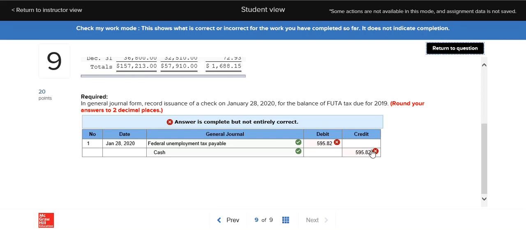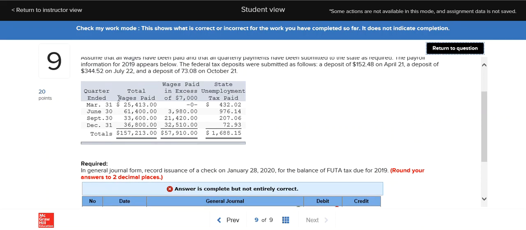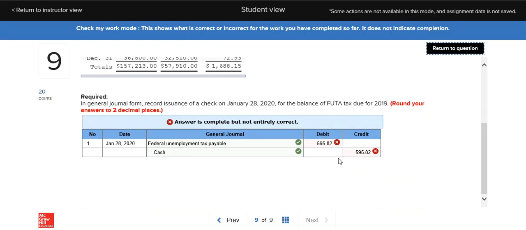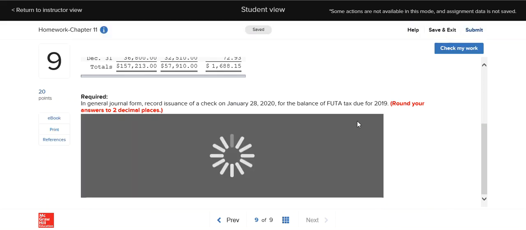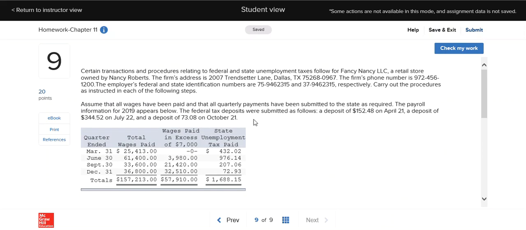The problem is that's the federal unemployment tax for the year, because we calculated the federal unemployment taxes based on 4 quarters, which is a whole year of taxable wages. So for the whole entire year, we owe $595.82. But up here in the instructions, it says we made some federal tax deposits. So what you have to do is calculate the total federal tax and then subtract out these deposits, because through the year we've paid in some money. We paid in $152.40.